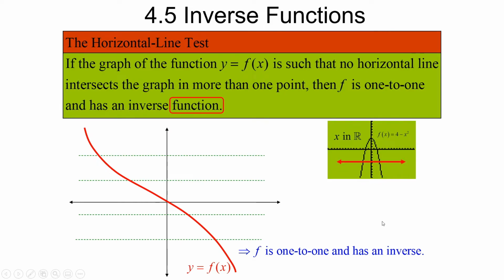So it does not pass the horizontal line test. There is not an inverse to that function. But if I restrict the domain to 0 to 2, now we do pass the horizontal line test. And so that function does have an inverse. It's a parabola in a restricted domain, making it 1-to-1.